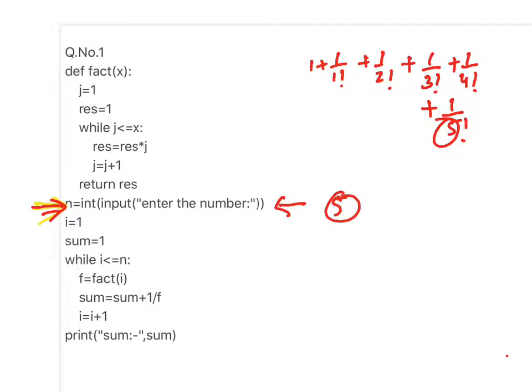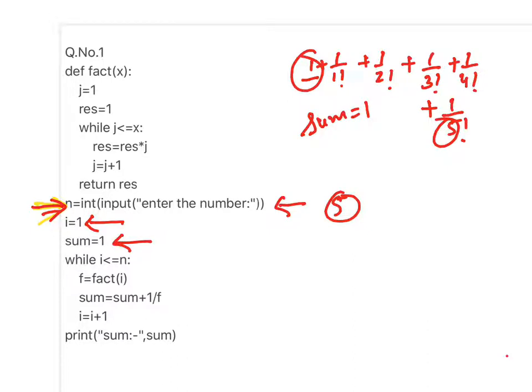Now you take two variables. One is i equal to 1. The other one is sum equal to 1. So when your series is starting from 1 plus, you just remember always you take sum equal to 1. First you take the variable sum equal to 1, and then we will start finding the sum of the series.